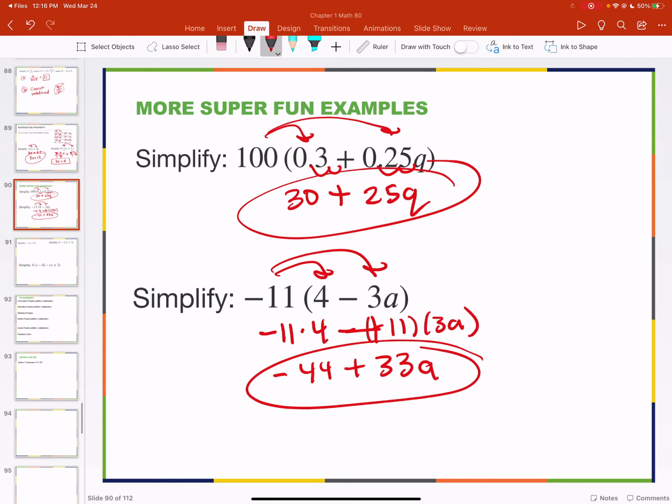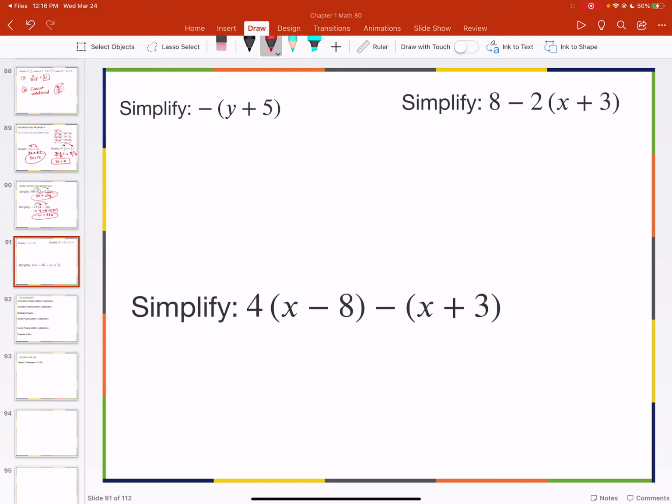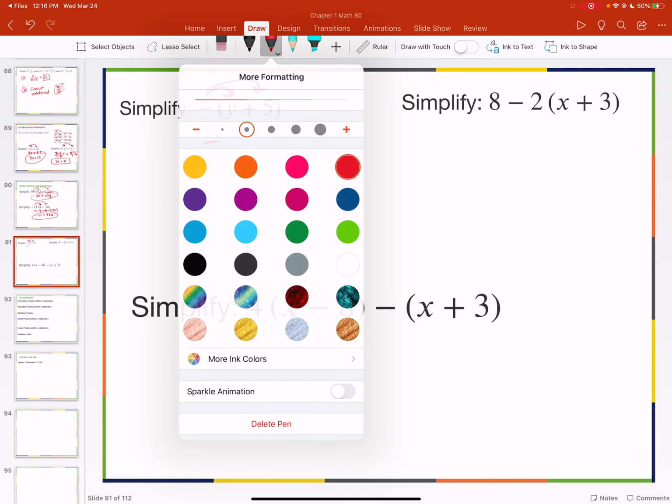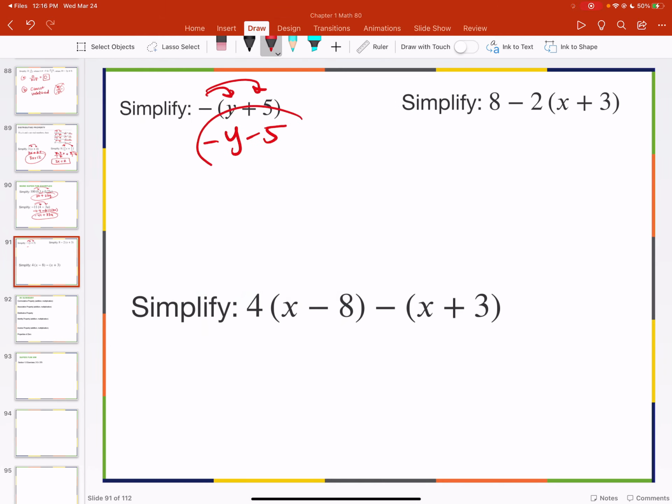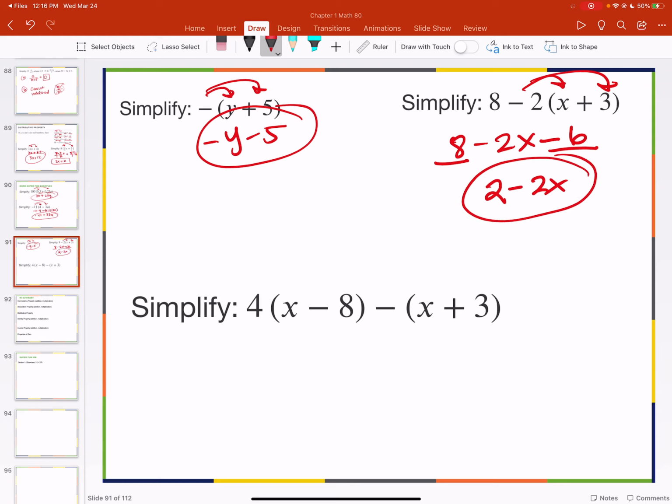Okay, let's do some more examples here. When you have a negative immediately outside, you can distribute it. So that's -y minus 5. Done. Here we would, of course, do distribution first. We have 8. And then the -2 times x, -2x. -2 times +3 is -6. Combine like terms, 8 minus 6 is 2. And then what's left over is the -2x, right?